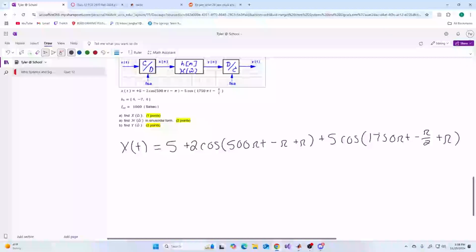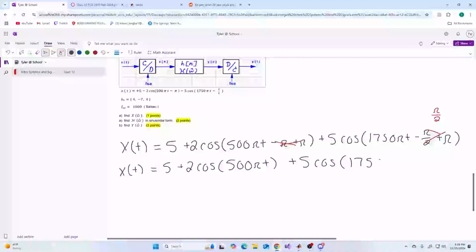So I'm just going to clean this up. x sub t equals 5 plus 2 cosine, and now these two will cancel out, and these two will just turn into a positive pi over 2. So then we have 500 pi t plus 5 cosine 1750 pi t plus pi over 2.